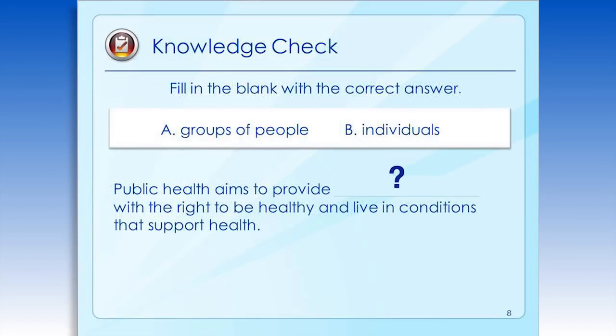All right, so now we've come to a knowledge check, and I ask you to fill in the blank with the correct answer. Does public health aim to provide groups of people or individuals with the right to be healthy and live in conditions that support their health? And the answer is groups of people. Public health focuses on populations rather than individuals.